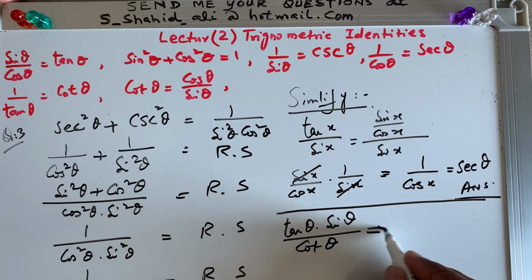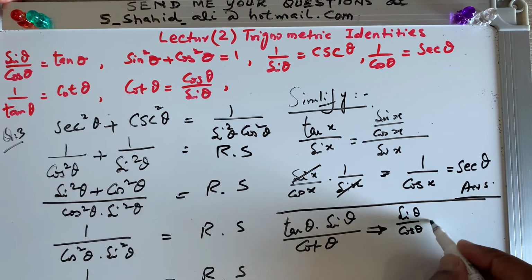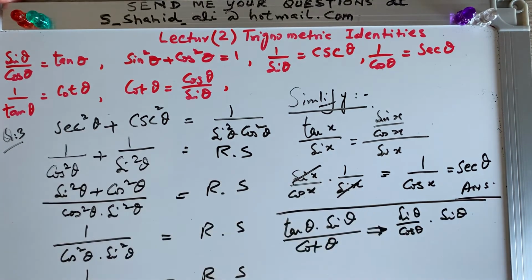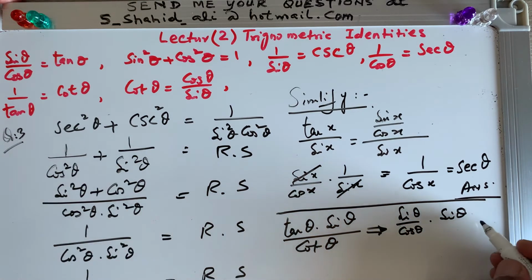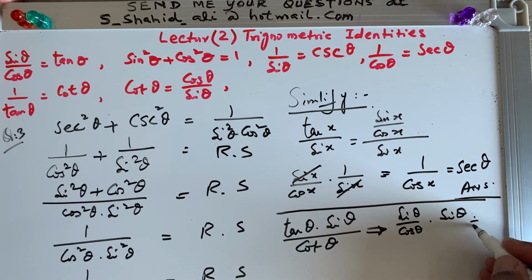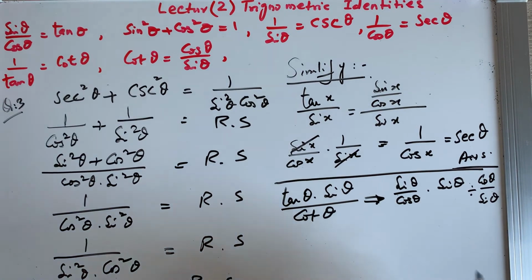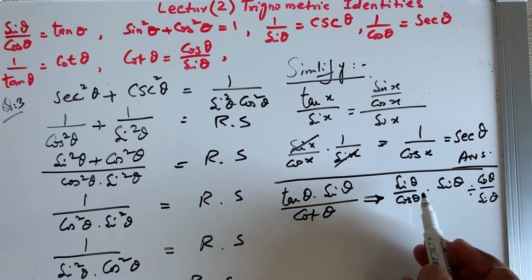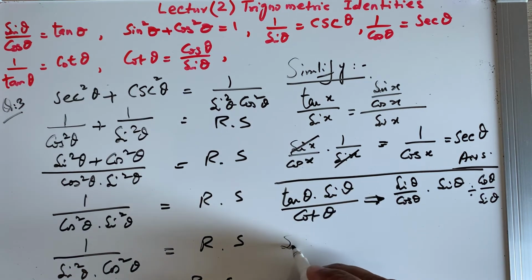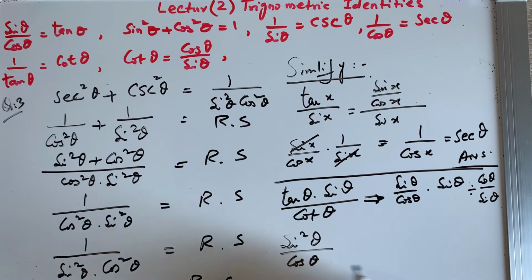So we will start. What can we write first? We can write tangent as sine theta over cos theta times sine theta, and divided by cot theta. What is cot theta equal to? Cos theta over sine theta. So I write cos theta over sine theta. Now what is the next step? Sine theta times sine theta makes sine square theta. So I will write sine square theta, and the denominator stays the same, which is cos theta.